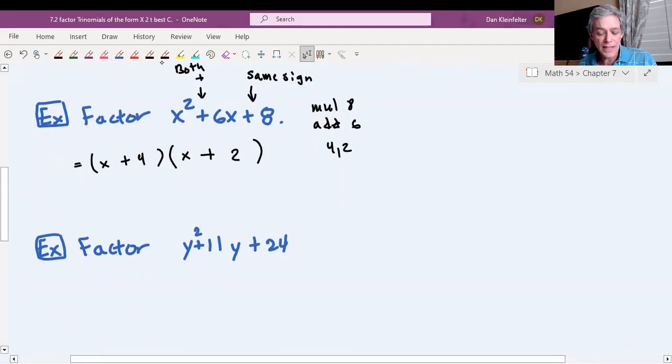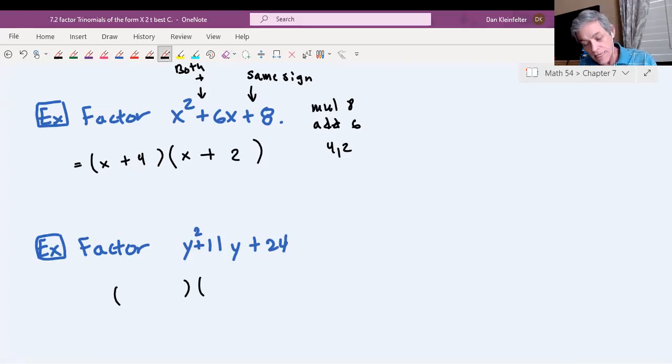All right, let's try this again. Here we have y squared plus 11y plus 24. This time it's y's, but that's okay. By the way, if you're doing this on online homework, like My Open Math or some other, make sure that you type in the right letter. It's a shame to get it wrong just because you used an x instead of a y when you had the right idea. So make sure you're using the right letter here.